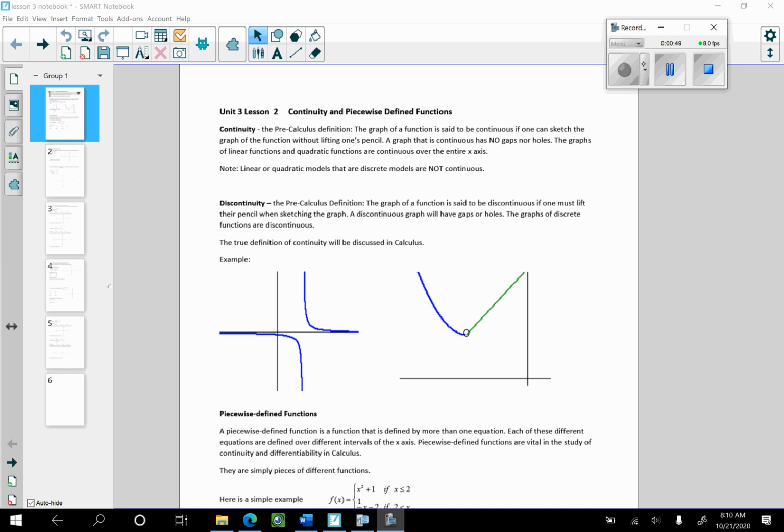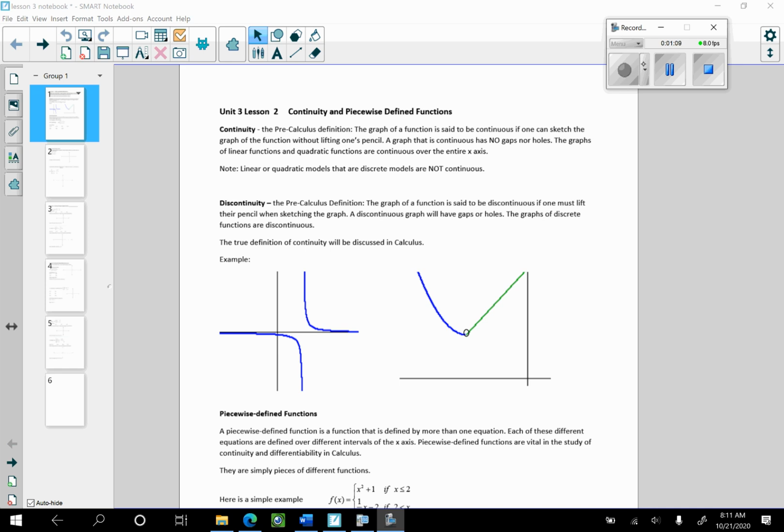So we're going to start this lesson out talking about continuity, the pre-calculus definition. The graph of a function is said to be continuous if one can sketch the graph of a function without lifting one's pencil. That's what it means to be continuous. A graph that is continuous has no gaps nor holes.